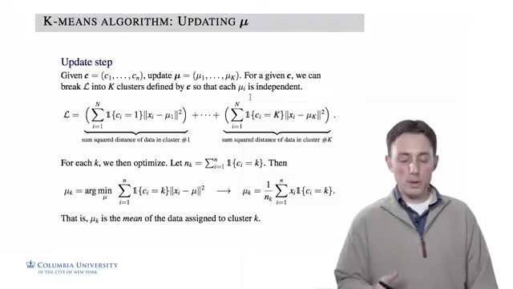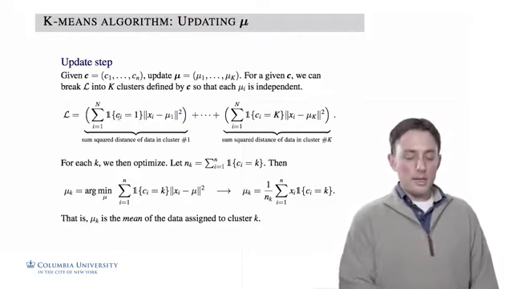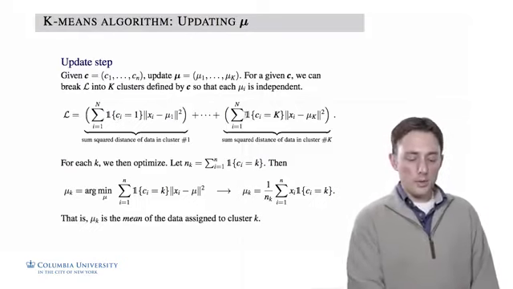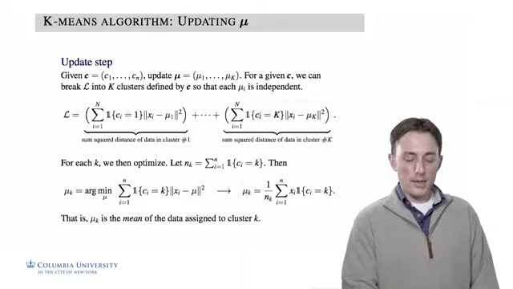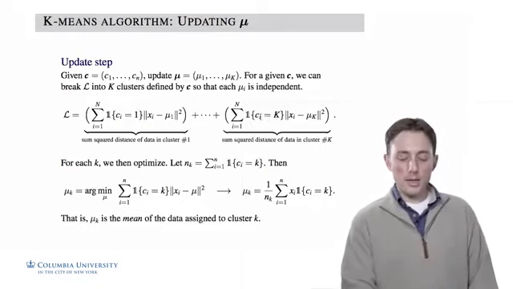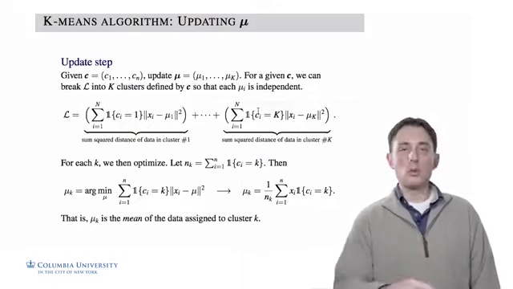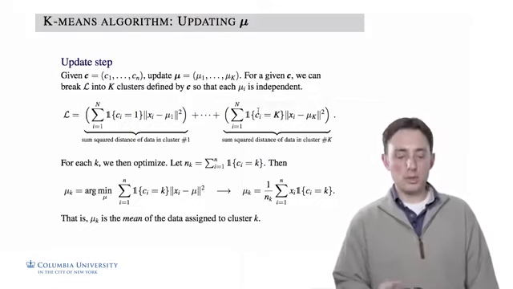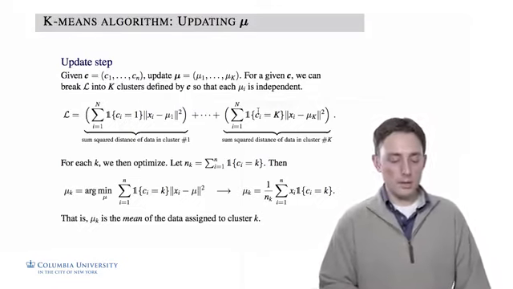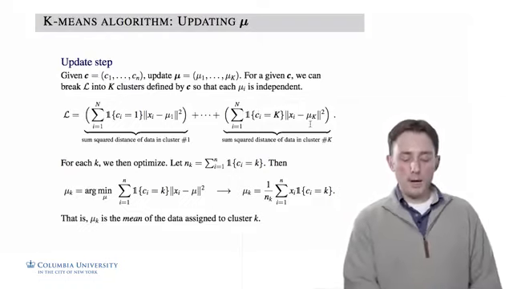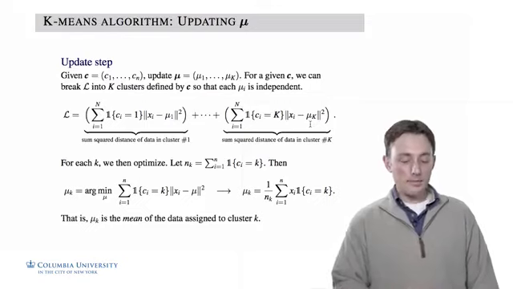Also important to remember is that ci can be only equal to one value between 1 and k. So for a particular ci, this will be 0 for k minus 1 values, and it will be equal to 1 for only one of these terms, corresponding to the cluster that the ith data point was assigned to in the previous slide. Okay, so we want to optimize this thing over mu k.